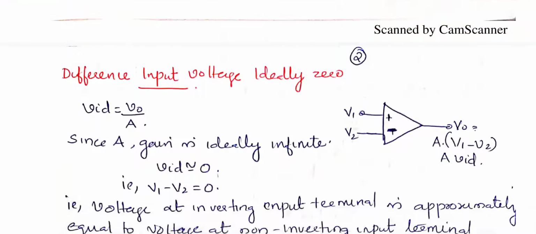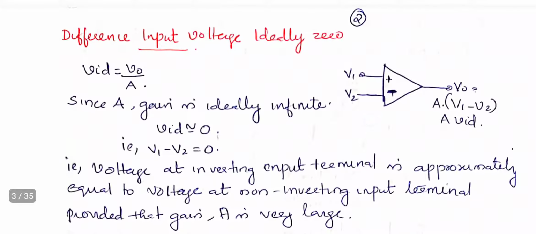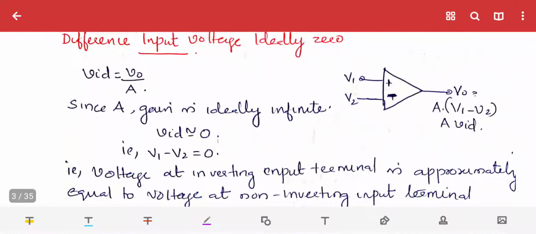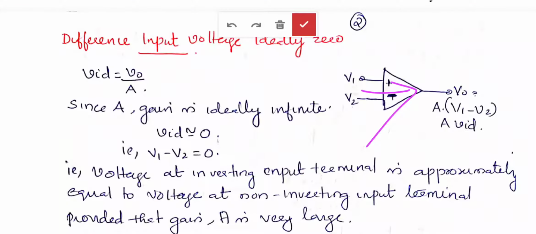Next, the same thing can be found by using the concept of virtual ground which we studied previously. What is virtual ground? The virtual ground says that for an operational amplifier, the input resistance is very high, so zero current flows inside the op amp. Inside the op amp there is no current flow, and if any one of the inputs has a ground, the other one also will have a ground effect.